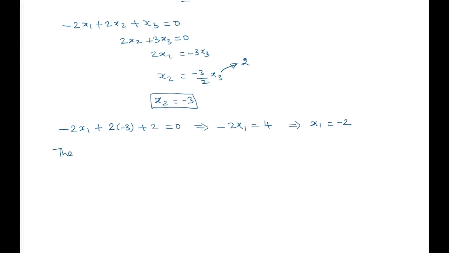So the eigenvector for eigenvalue lambda equal to 3 is this, which is minus 2, minus 3 and 2. We can now write all the eigenvectors.